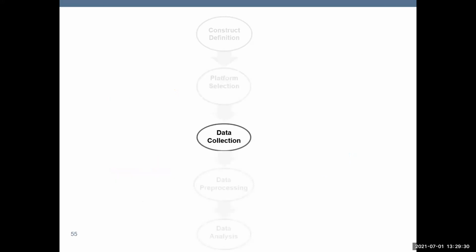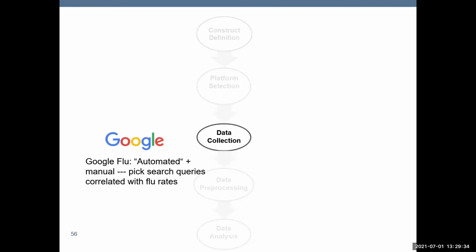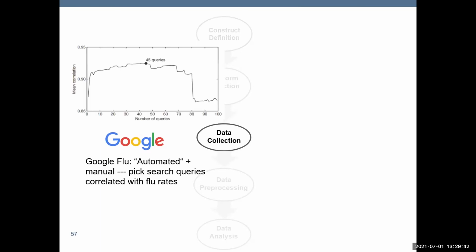So after platform selection, the next step is data collection. And here for Google Flu, what was done was that they used automated search queries or search queries that were highly correlated with the flu. So one example was this particular search query that had a high correlation, and they picked 45 such queries without really, just looking at highly correlated queries.